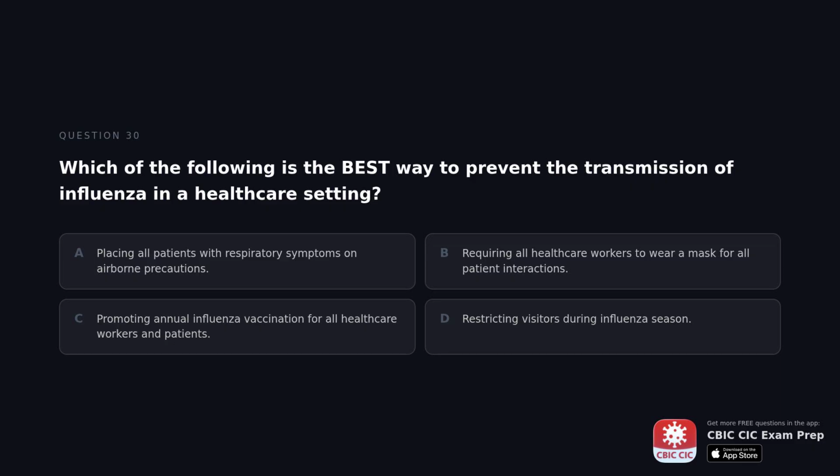Which of the following is the best way to prevent the transmission of influenza in a healthcare setting? A. Placing all patients with respiratory symptoms on airborne precautions. B. Requiring all healthcare workers to wear a mask for all patient interactions. C. Promoting annual influenza vaccination for all healthcare workers and patients. D. Restricting visitors during influenza season.